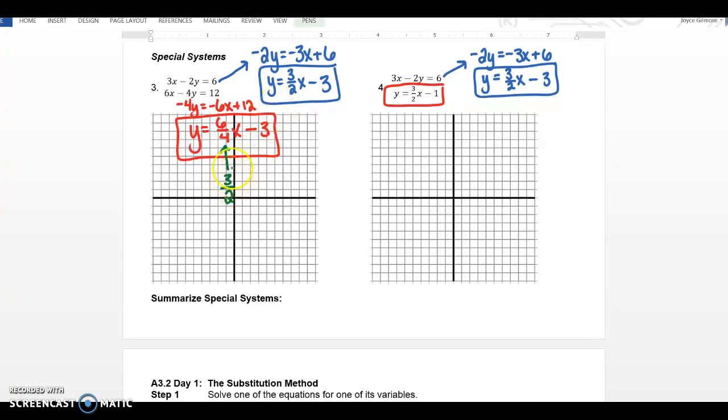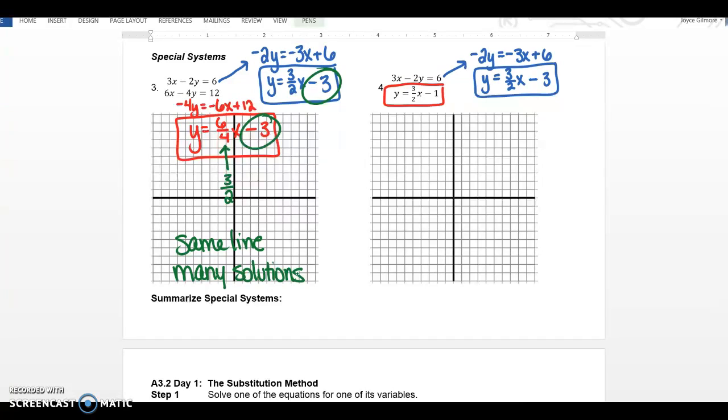So both of these equations have the same slope. They also both have the same y-intercept. So these two are the same line, and that means infinitely many solutions. So as you're getting these ready to graph, you might notice, wait a minute, these are the same line. This is going to be many solutions.